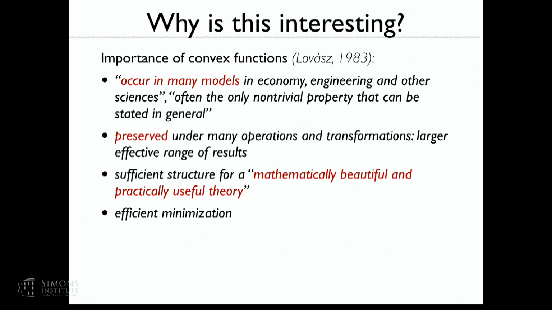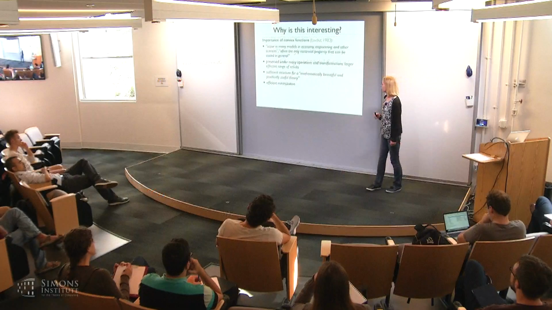Second, you can do many transformations, so they are preserved under many operations and transformations. So that gives you a larger effective range of results. If you prove something for a convex function, you can transform it, you can derive others, it's going to still hold. The third one is they are widely applicable, and they have a sufficient structure for a mathematically beautiful and practically useful theory. And the fourth one is you can do efficient minimization. So some of these are more conceptual, and some are a bit more mathematical points.